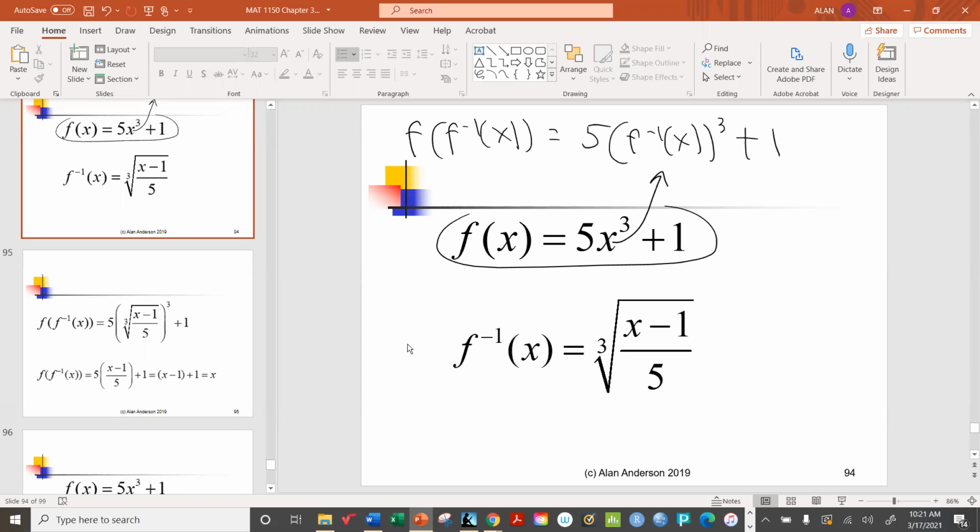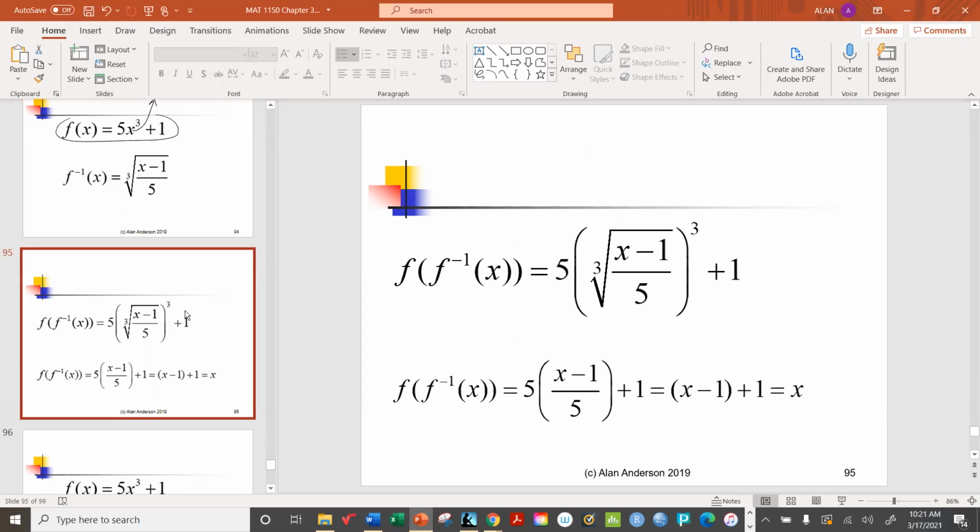All right, let's prove it. Let's jump ahead to the next slide. When you replace this f inverse of x with the cube root of x minus 1 over 5, see how nicely this worked out. The cube root and the cube basically just offset each other. So you're left with 5 times x minus 1 over 5 plus 1. And just by, again, doing a little algebra, you can see that we do, in fact, wind up with x.